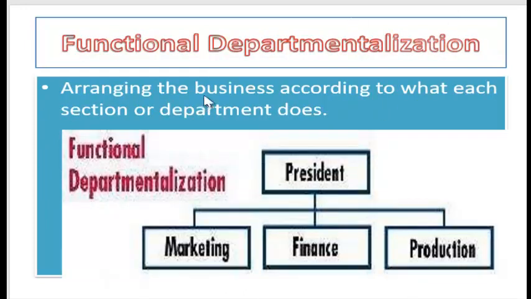So if you have a department in terms of function, you divide the department in terms of functional departmentalization. What does that mean is, you arrange different departments on the basis of what each section or department does. Okay, so you have a president, then you have marketing, finance, production. Because marketing is a different functional unit, and finance deals with finance things, and production deals with production, so you have different departments in terms of what function a particular department does.